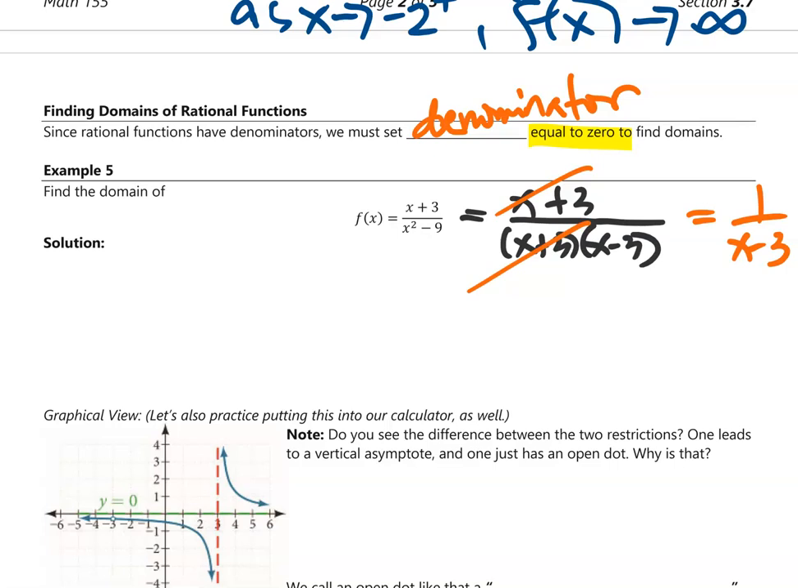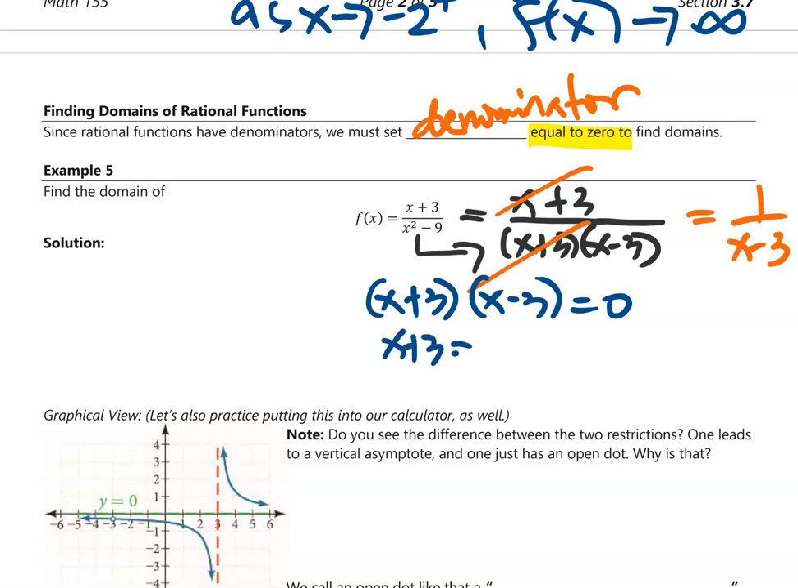So remember, set the denominator equal to 0. Your denominator is x squared minus 9, and we know that the factors are x plus 3, x minus 3. So if you set that to 0, x plus 3 times x minus 3 is equal to 0. So we can say that x plus 3 is equal to 0 and x minus 3 is equal to 0. So x is equal to -3 and x is equal to 3. So we can use this to write our domain.